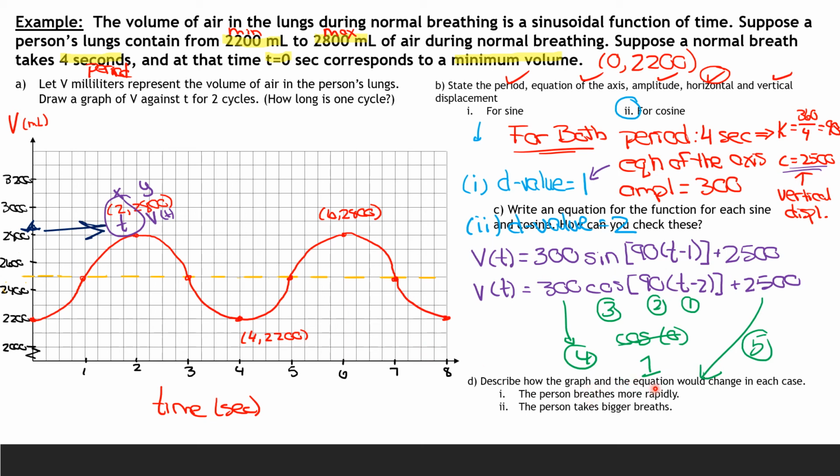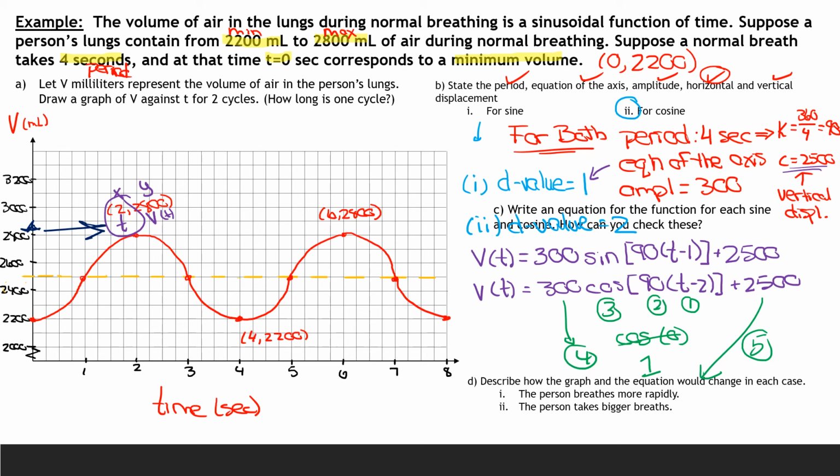And how would the equation change? Well, if you're changing the amplitude, it means you're changing the A value of your graph. So this number would change. And assuming you take a greater inhale and a greater exhale, this number might not change. The C value might not change. That still might be halfway, but if you only breathe in more and not out more, then this number could change too. So that is how the graph and the equation would change for these scenarios.